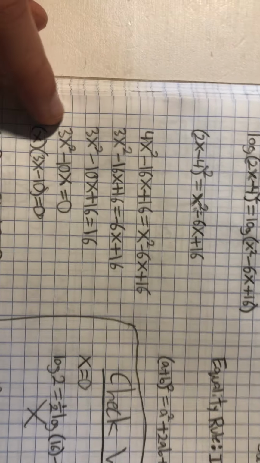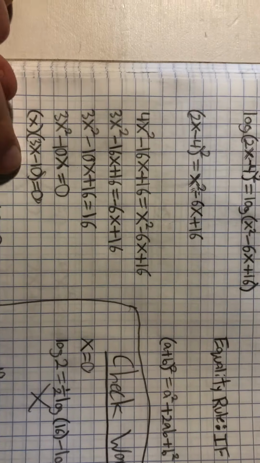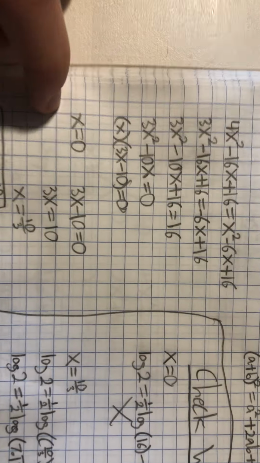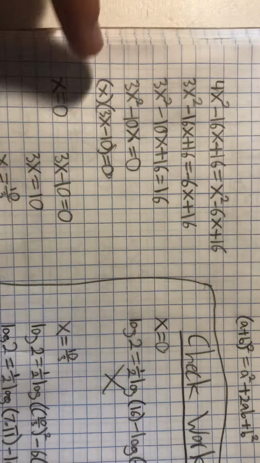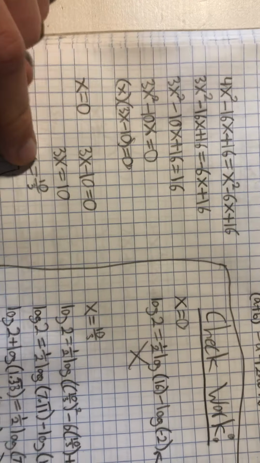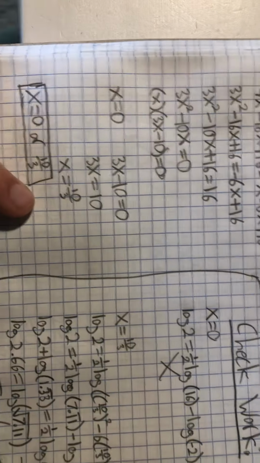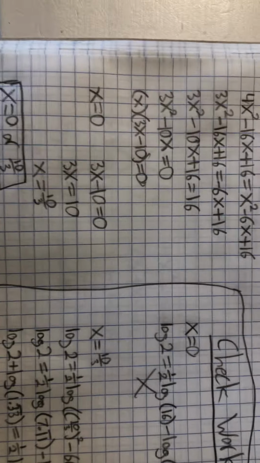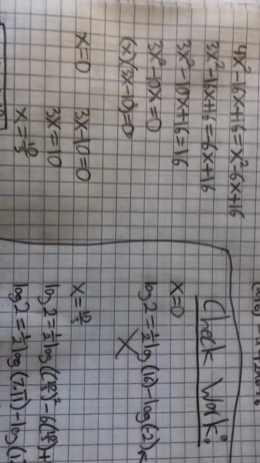But I can factor out an x. So I have x times 3x minus 10 equals 0. Okay, so we know x equals 0 or 3x minus 10 equals 0. I do the math. So x equals 0 or x equals 10/3. That seems like a good answer, but we need to check our work, right?